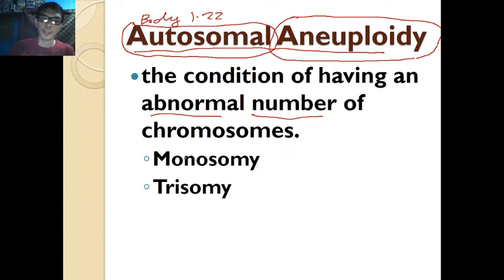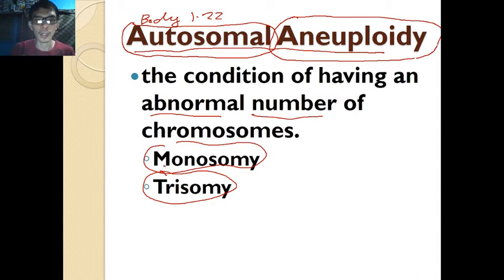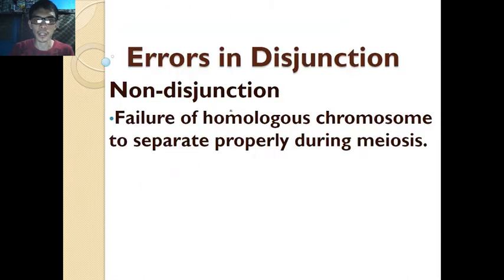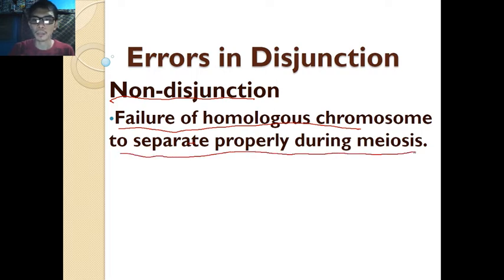So there are two commonly observed autosomal aneuploidies. We have the monosomy and we have the trisomy. All right, so let's start. What are these conditions that are said to be part of the autosomal aneuploidy? Let's start with the errors in non-disjunction. So what is non-disjunction? Non-disjunction is the failure of the homologous chromosomes to separate properly during meiosis.